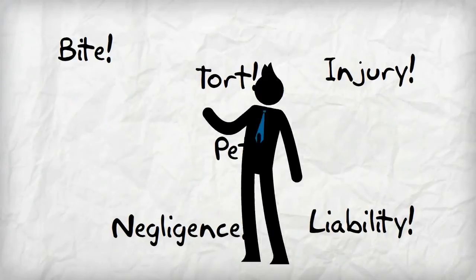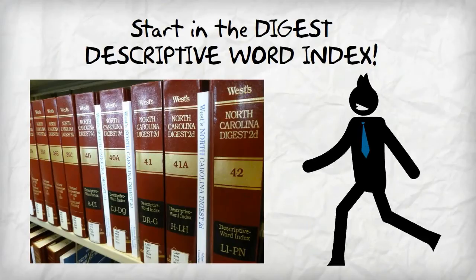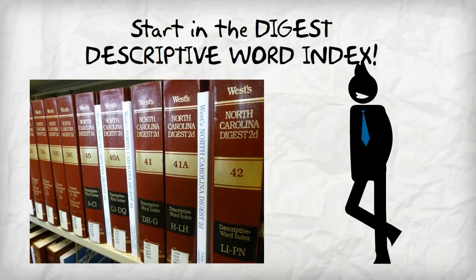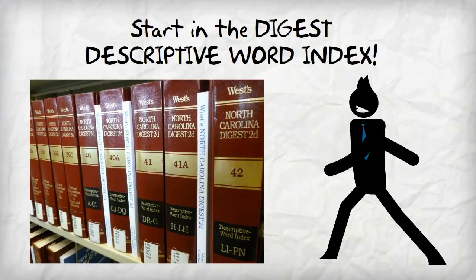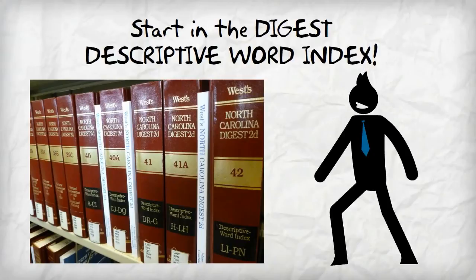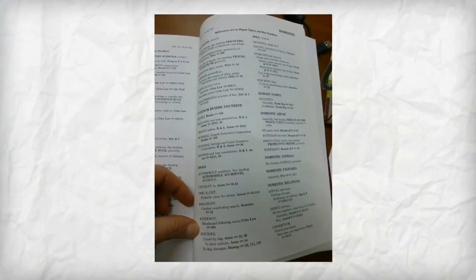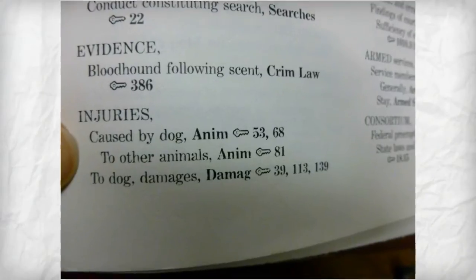Now you take your keywords and go to the descriptive word index volumes that are at the very end of the set of digests that you're using. Here we're using the North Carolina digests. Descriptive word index is arranged alphabetically, so we look up the keyword dogs. We see under the descriptive word index entry for dogs a listing of a bunch of legal issues related to dogs. Here's one that looks on point for us: injuries caused by dog.